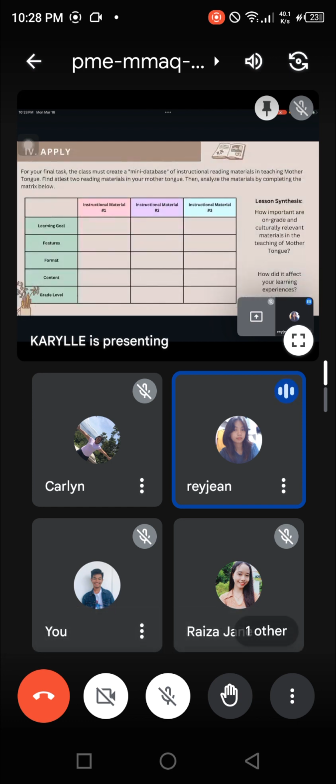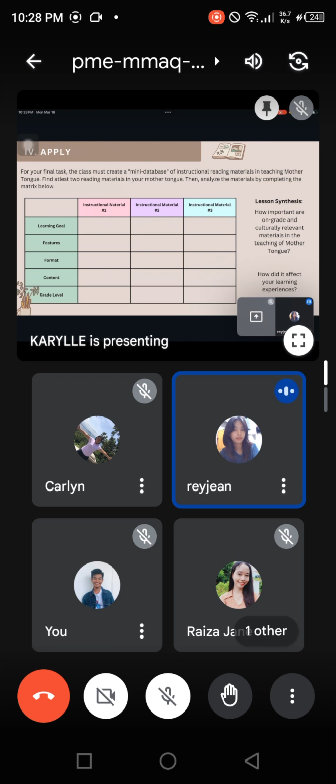Now, let's proceed to our final task, which is the mini database. As we can see, we need to find reading materials in our mother tongue. I will give an example for this. After that, kayo naman yung magbibigay ng iba pang examples.